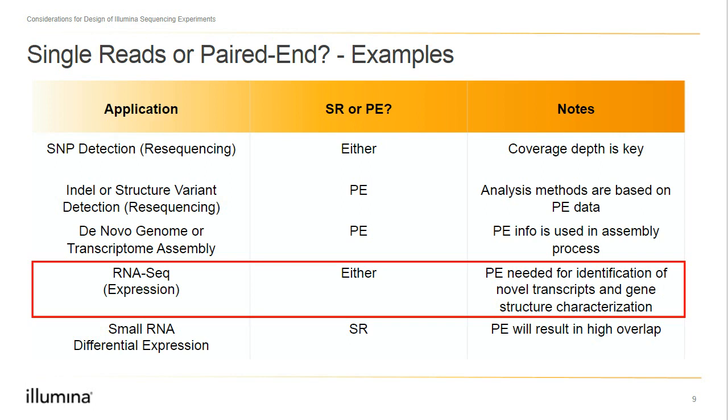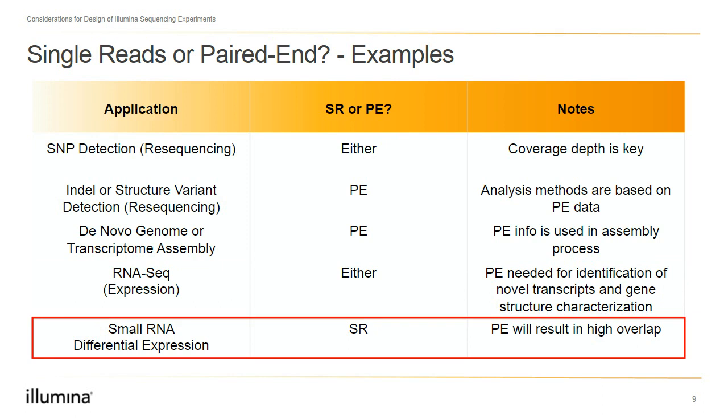Lastly, for small RNA differential expression applications, we really only need single end reads. The main reason is that small RNA is typically only 30 to 40 nucleotides in length, and it is so small that you wouldn't need paired end. Reading fully in the forward and then fully in the reverse would not give you any new information, so single reads are really all you need.